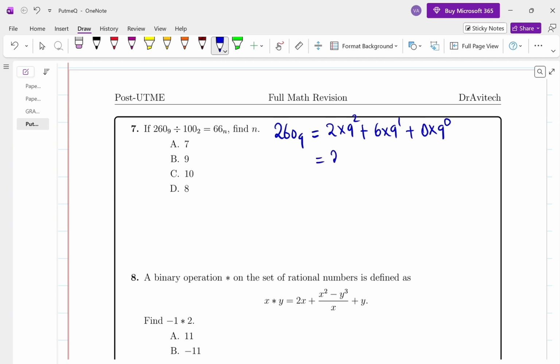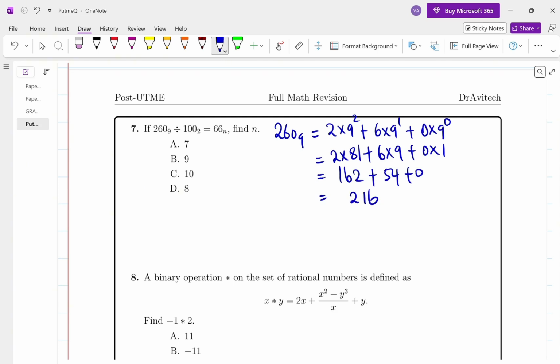Now, this would be 2 times 9 squared, which is 81. This is 6 times 9 plus 0 times 1. Now, this is 162 plus 54 plus 0. If you add this up, you should get 216.